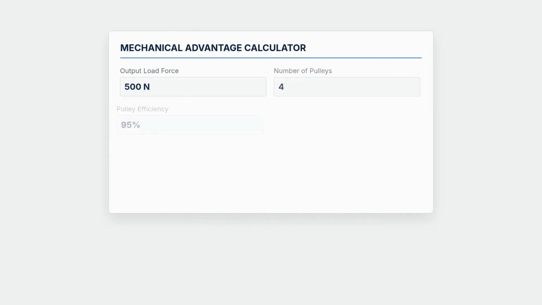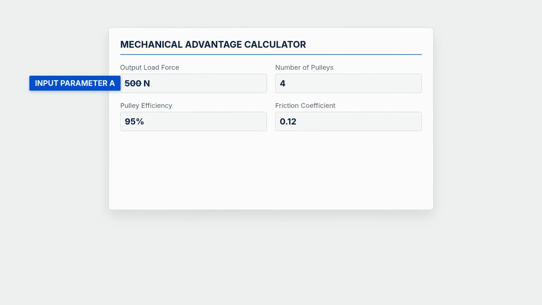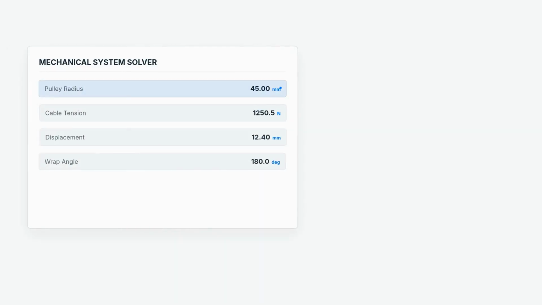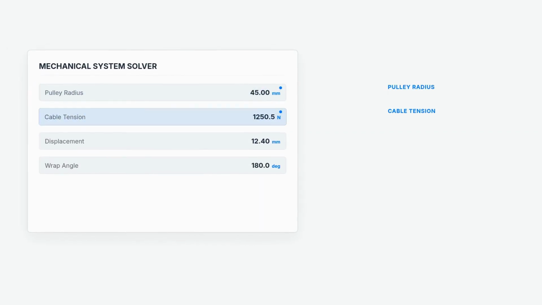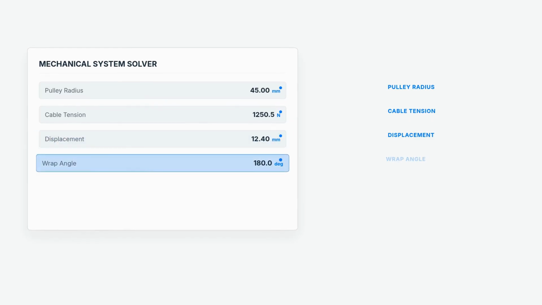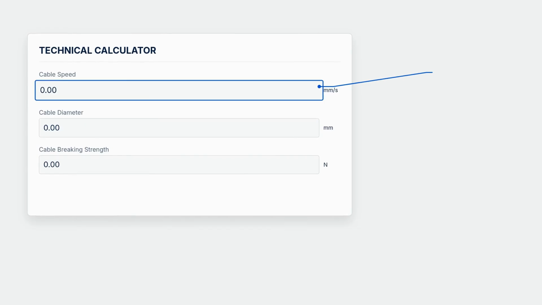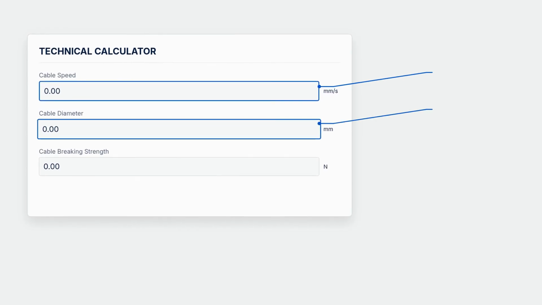Enter your output load force in newtons, number of pulleys, pulley efficiency as a percentage, friction coefficient, pulley radius in millimeters, cable tension in newtons, output displacement in millimeters, wrap angle in degrees, cable speed in millimeters per second, cable diameter in millimeters, and cable braking strength in newtons.